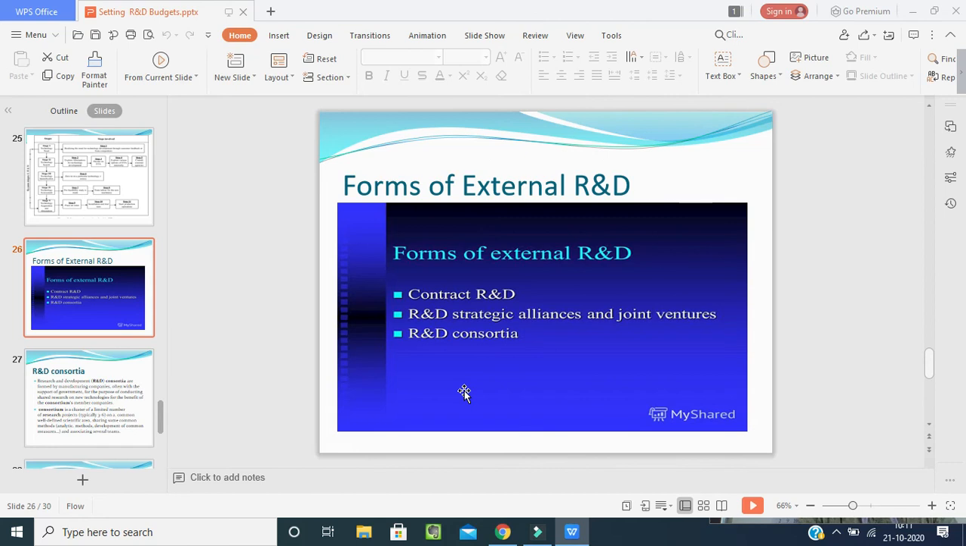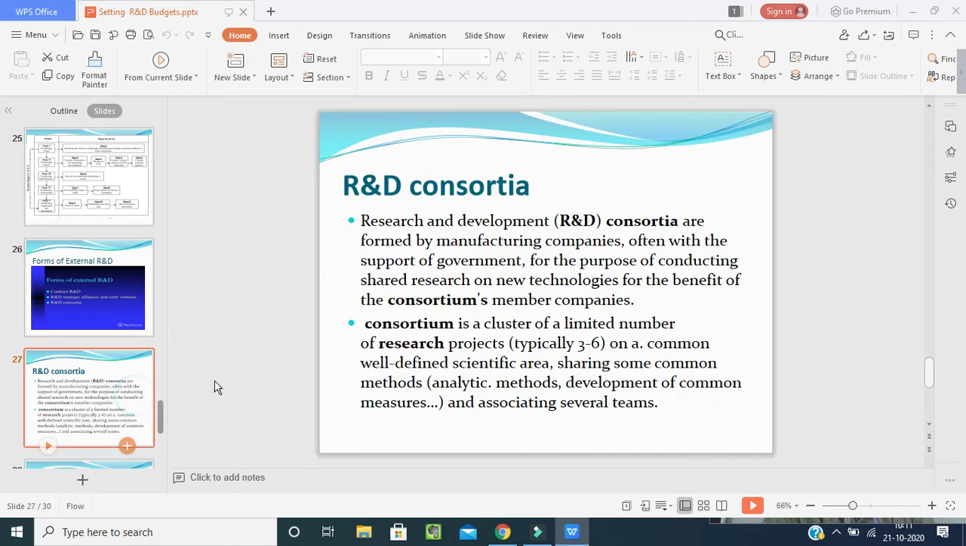Coming to the R&D consortia. What is an R&D consortia? Here is a small glance. Please have a look at this. Research and development consortia are formed by manufacturing companies, often with the support of government, for the purpose of conducting shared research on new technologies for the benefit of the consortium's member companies.